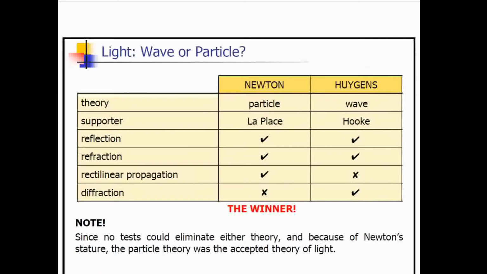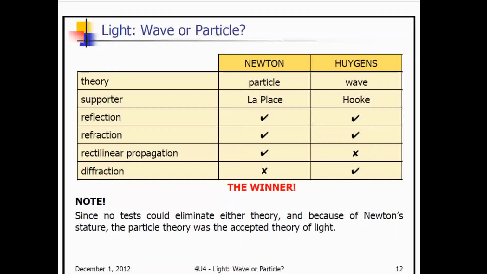So let's look at both of these theories. We have Newton's theory and Huygens' theory. This is very good to copy down, as well as I would summarize everything in this lecture up to this point as well. So Newton's theory was the particle theory. Huygens' theory was the wave theory. Some of the main supporters of Newton's theory were Laplace. The main supporter of Huygens' theory was Robert Hooke.